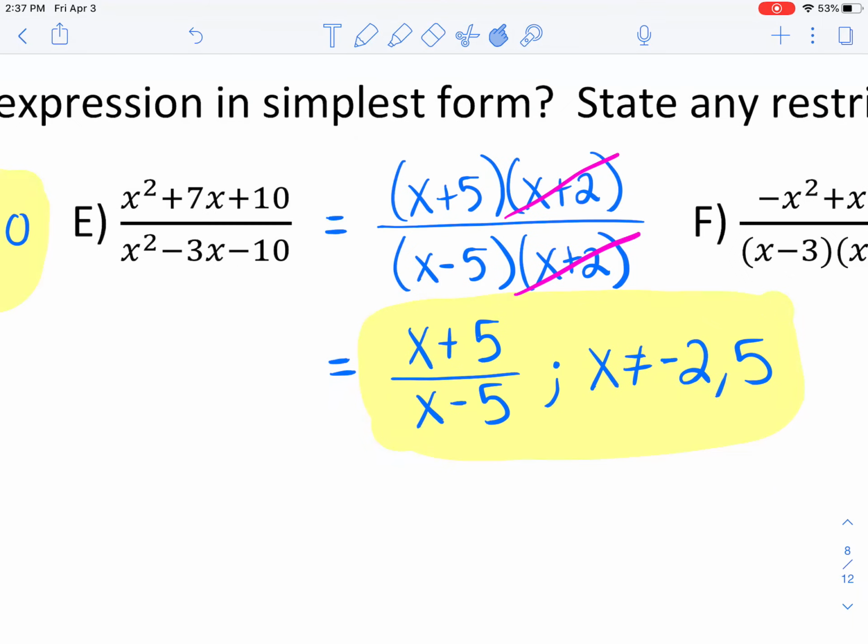On E, the numerator factors to be x plus 5 times x plus 2, and the denominator factors to be x minus 5 times x plus 2. The x plus 2's will cancel, so your simplified rational expression is x plus 5 over x minus 5. We need to exclude negative 2 and 5 from the domain.